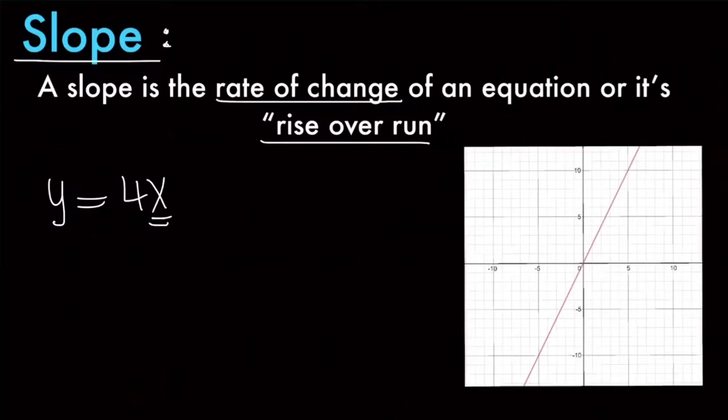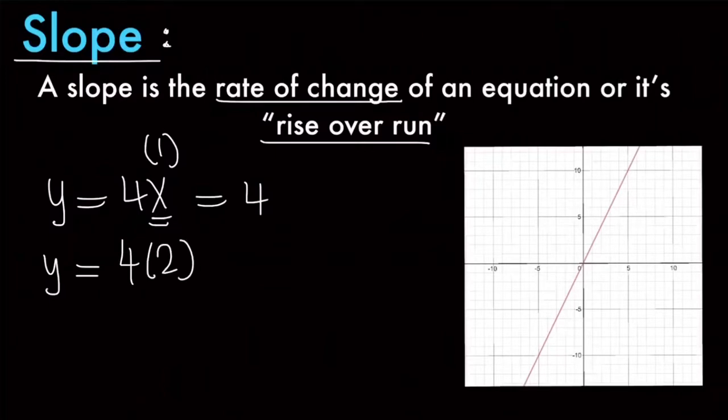So let's say x was 1. Then 4 times 1 would be equal to 4. And then the change happens when x becomes, let's say, 2. So 4 times 2 is 8. And here, the change that happened was 4, meaning that 4 is the rate of change, or the slope. So 4 is the slope.